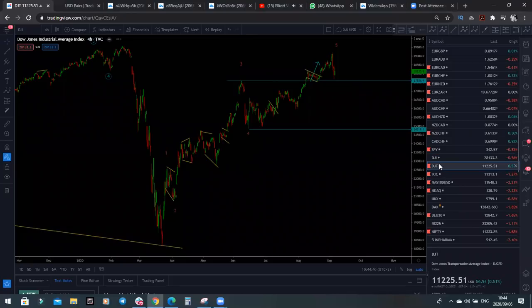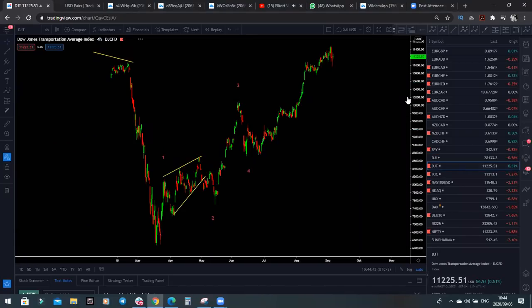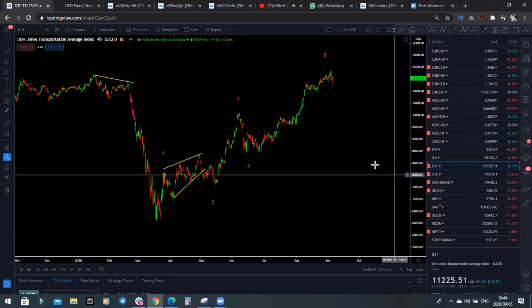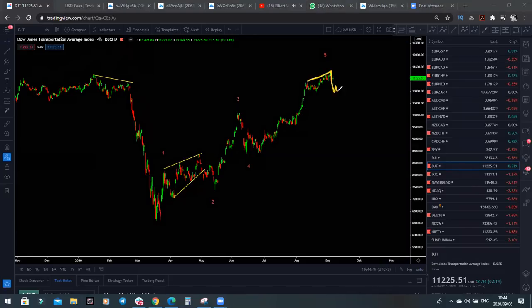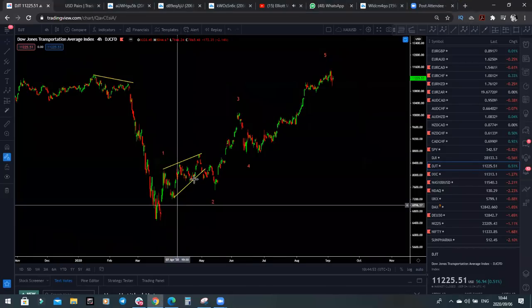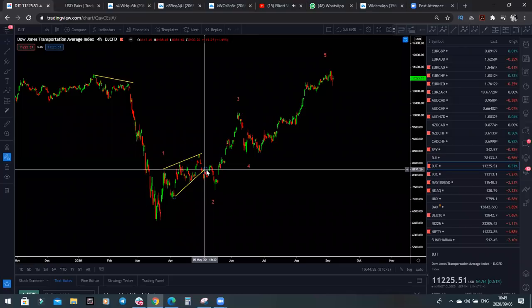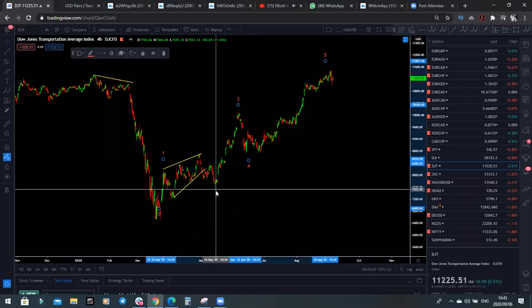Transportation is similar to the industrial, exactly the same thing. We are on the 5th wave. This one has not really dropped as yet, but there is divergence there, looking for downside.